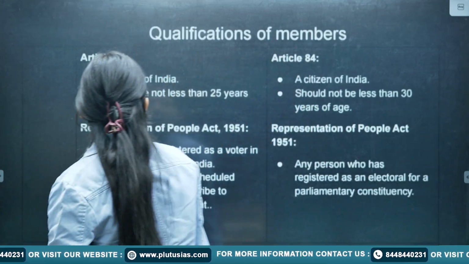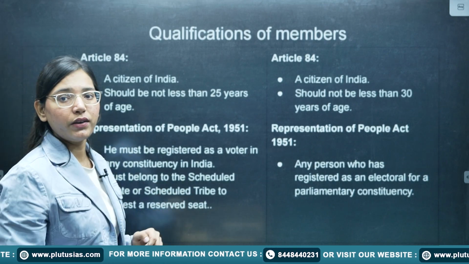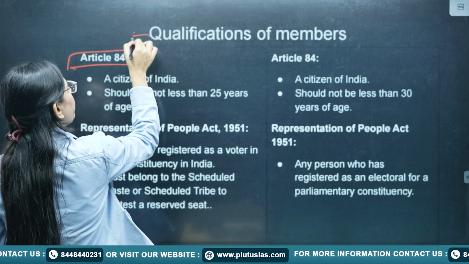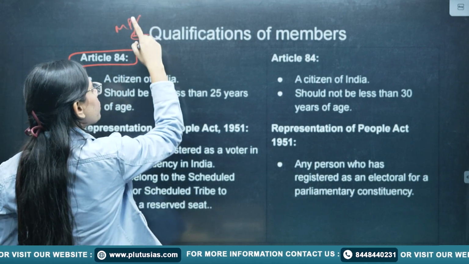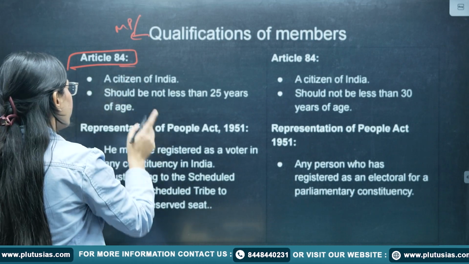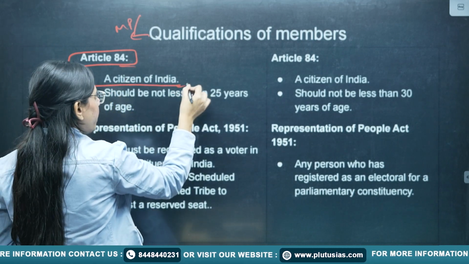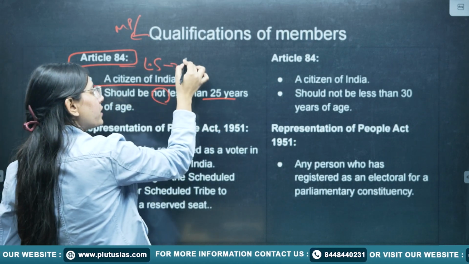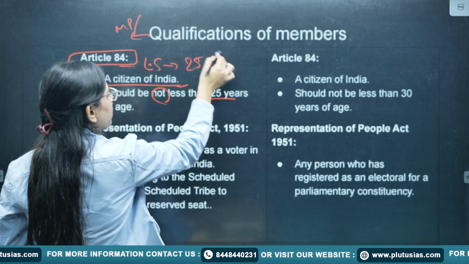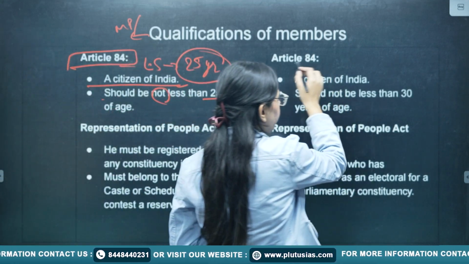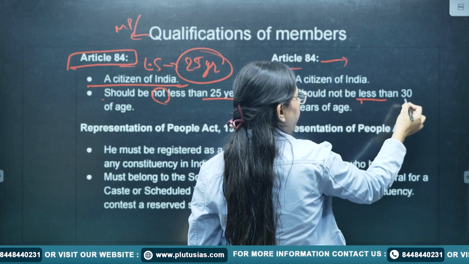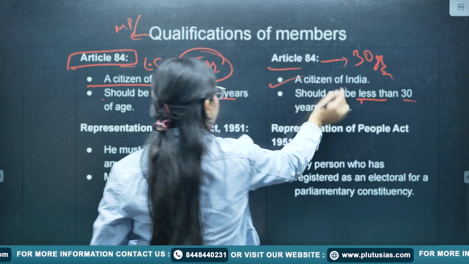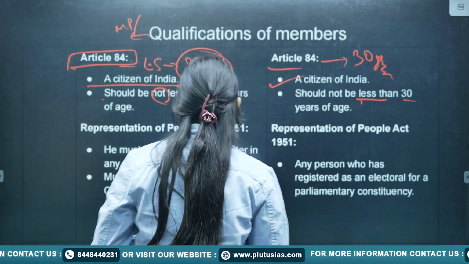Okay. After that, we have to see what are the qualifications of members. In Article 84, who qualifies to become MP and MLAs in Lok Sabha and Rajya Sabha? In Article 84, that person shall be a citizen of India, not less than 25 years. For Lok Sabha, we have age category 25 years. Okay. And for Rajya Sabha, we have age category not less than 30 years. And in Rajya Sabha also, that person shall be a citizen of India.